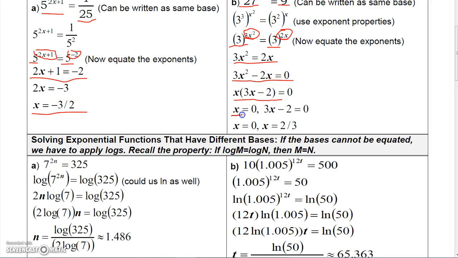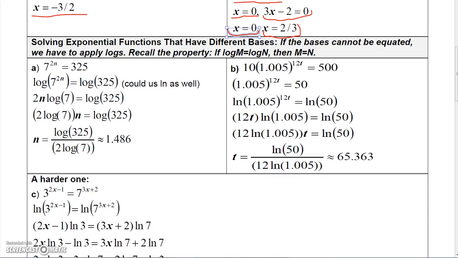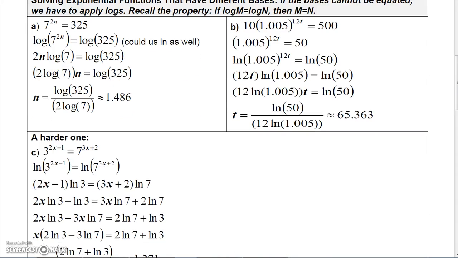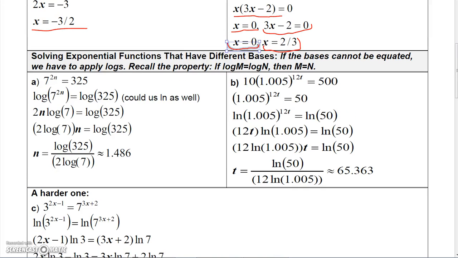So I know that the only solution to this is if x equals 0 or 3x minus 2 equals 0. So x equals 0 is one solution, and then if you solve this equation, x equals 2/3 is the other solution. So, if that's the case, then you can solve it without using logs.